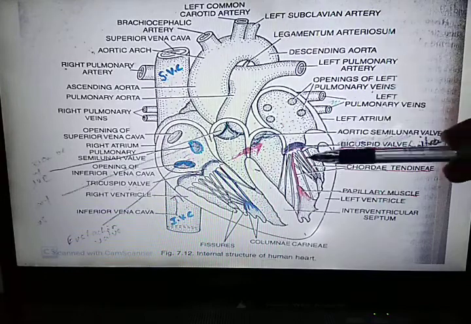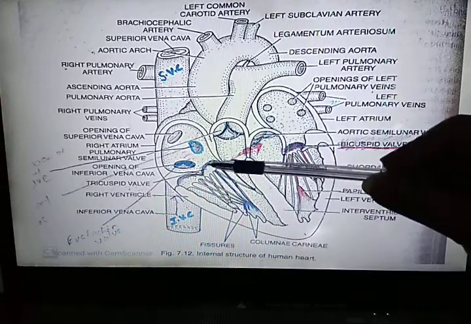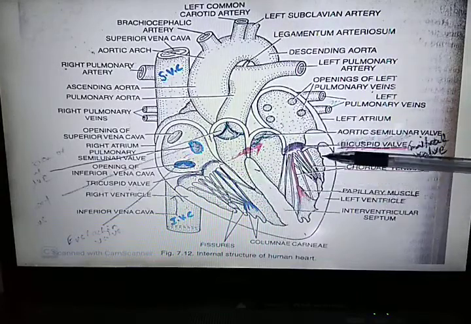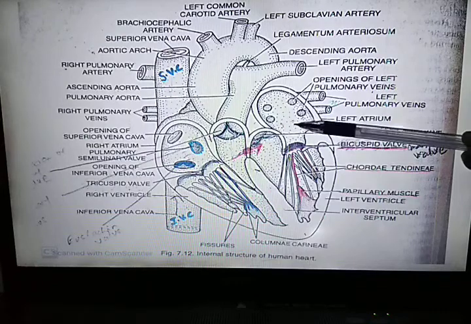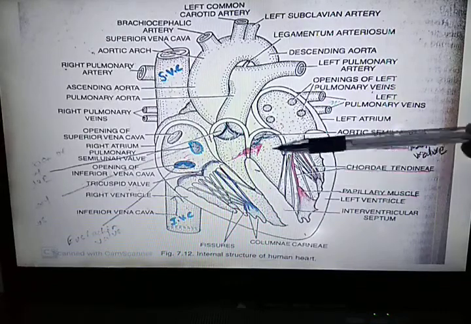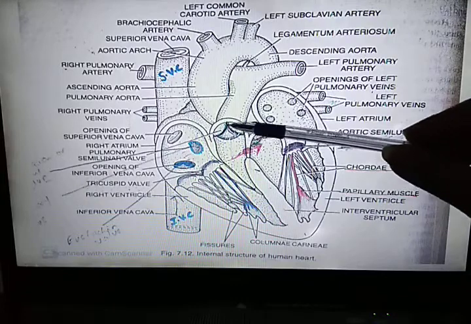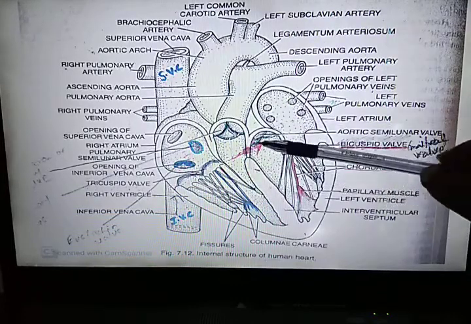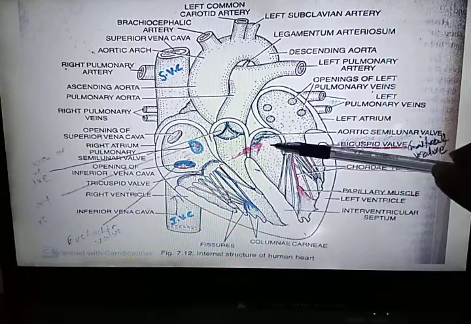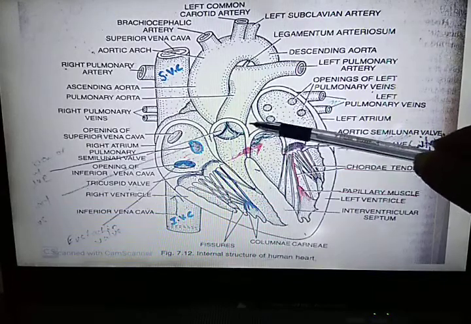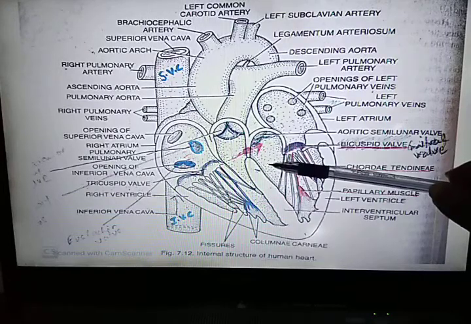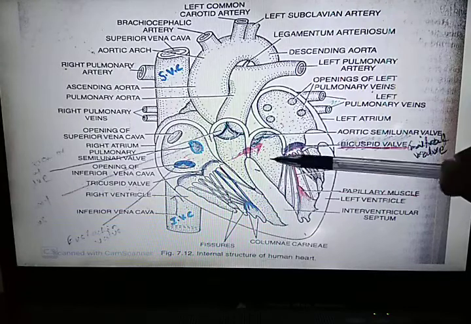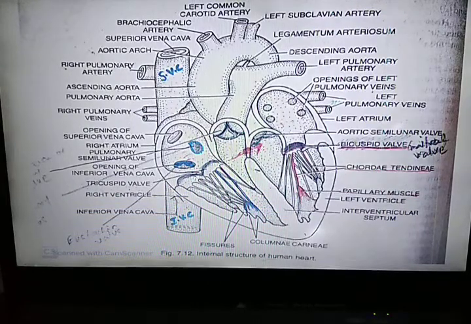So four valves are present: the tricuspid valve between the right auricle and right ventricle, the bicuspid valve between the left auricle and left ventricle, the pulmonary semilunar valve between the pulmonary artery and right ventricle, and the aortic semilunar valve between the aorta and left ventricle. With this, the internal structure of the heart is complete.